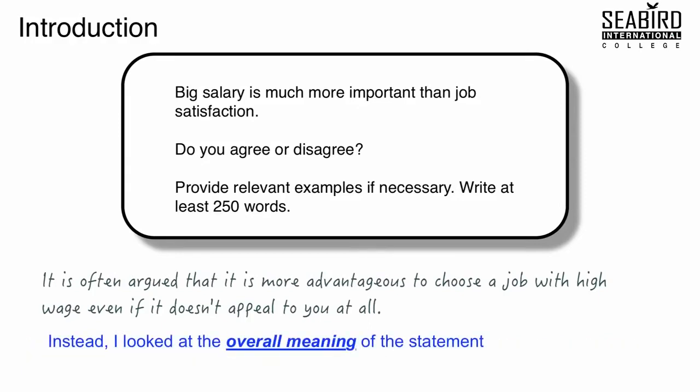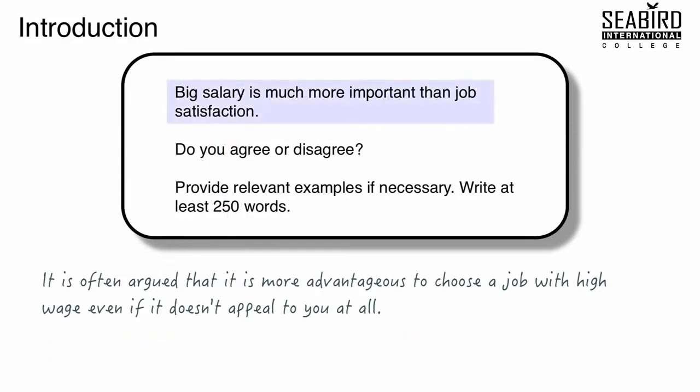Instead, I looked at the overall meaning of the statement and restated the whole idea with other words. What is our statement? Big salary is much more important than job satisfaction. Or, in other words, it is better to take a job with big salary, even if you don't like it. You see? The same idea with different words. And that's exactly what I have written in my introduction.